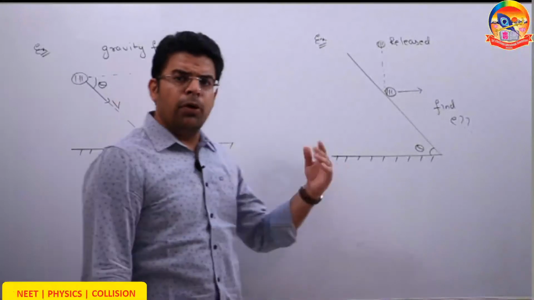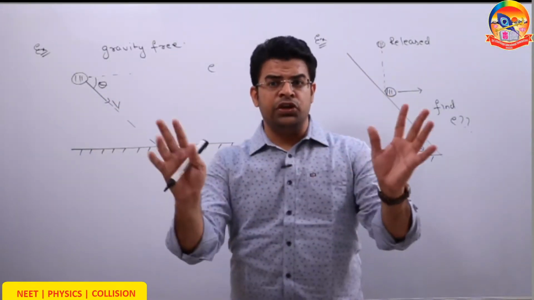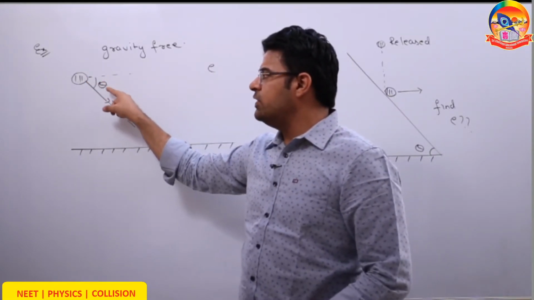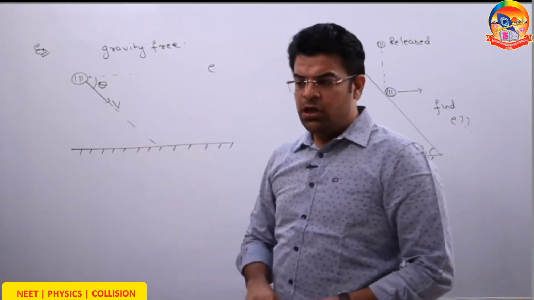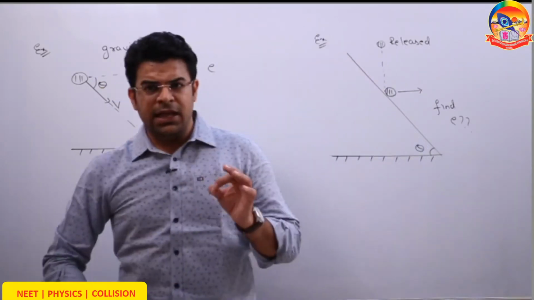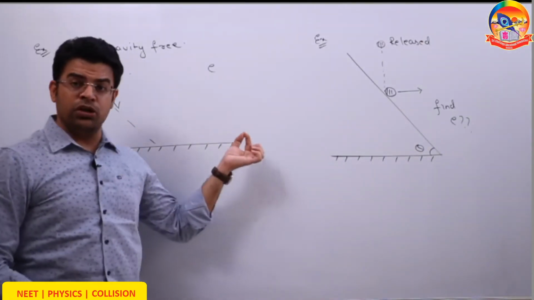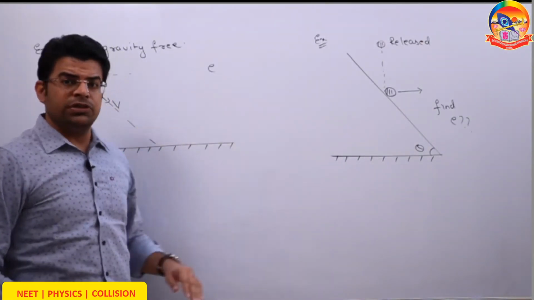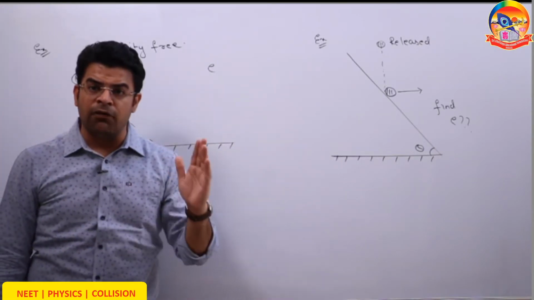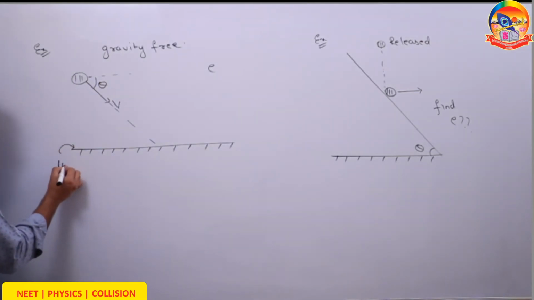So two more problems, kids. The first problem: there is a horizontal surface. In a gravity-free region, a ball comes and strikes this surface at some angle theta with the horizontal with a speed v. The coefficient of restitution for this particular collision is E, and they have asked, after collision with this surface, what will be the horizontal velocity, what will be the vertical velocity, and at what angle with the horizontal the ball will bounce back after the collision. One more thing that they have given is this surface is frictionless.